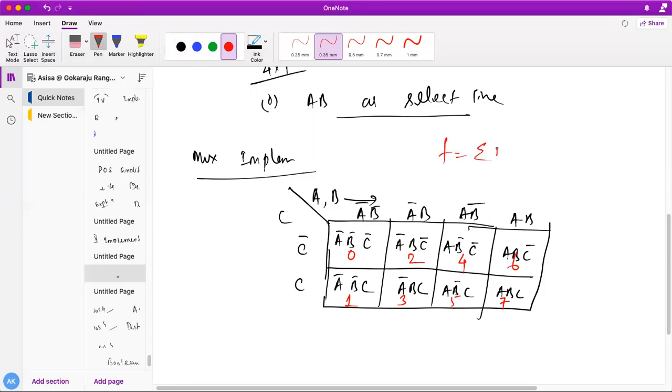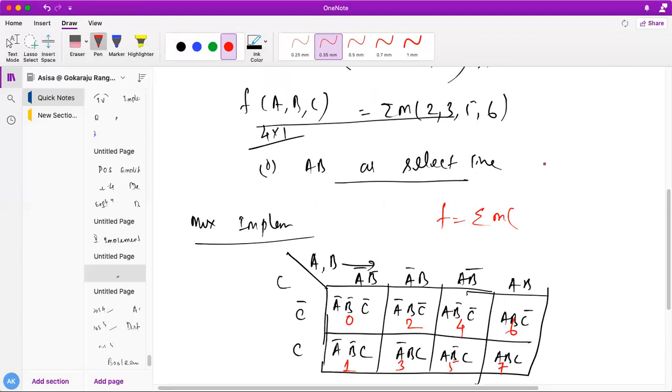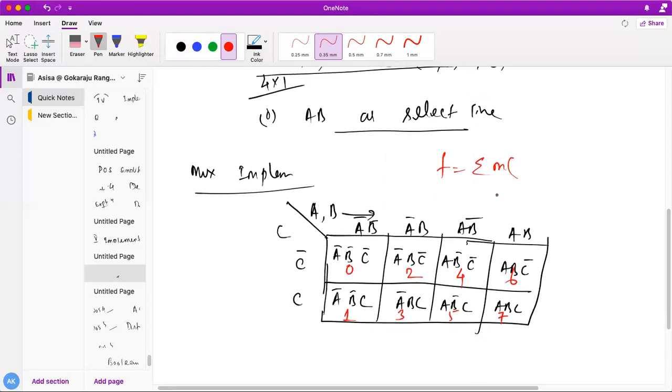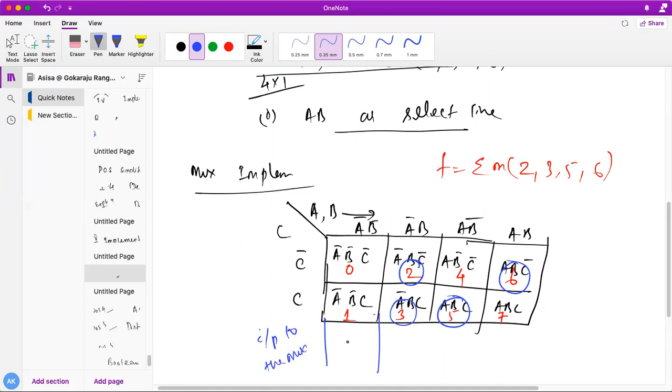The function is nothing else, summation of m, which is actually 2 3 5 6. So I am going to implement that in the mux. So 2 3 5 6 means whatever is present in these min terms, you just start rounding it. So 2 3 5 and 6. Then you can easily find out what is the input to the mux here. Input to the mux will be, so here nothing is rounded, so 0. Here both are rounded, it's 1.